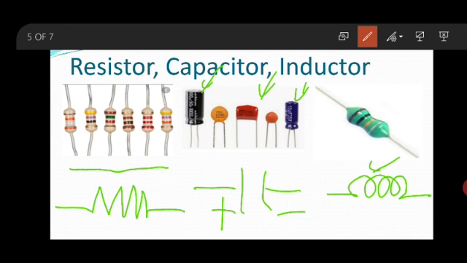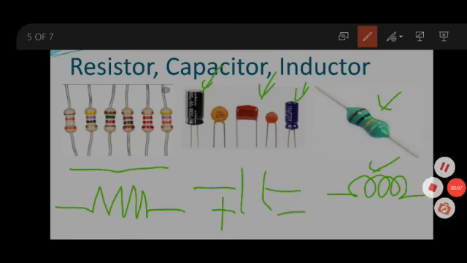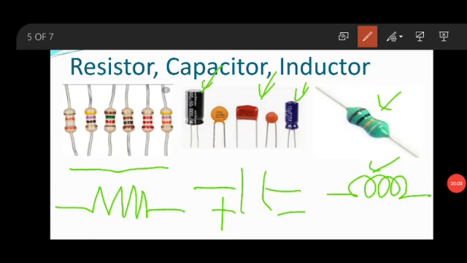Inductance is nothing but a storage device. A capacitor is also a storage device. You make it in terms of a coil, and it becomes an inductance. Now, that is a fixed value inductance, what I showed. What is the unit of inductance? The unit of inductance is Henry.